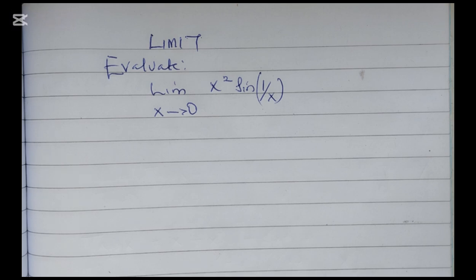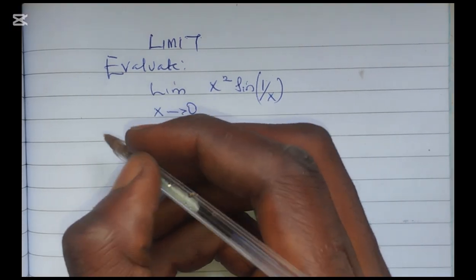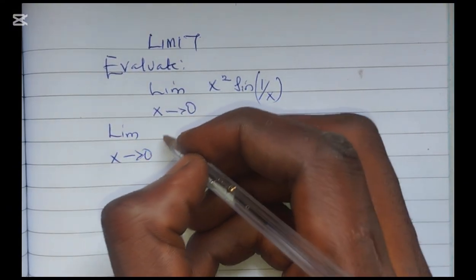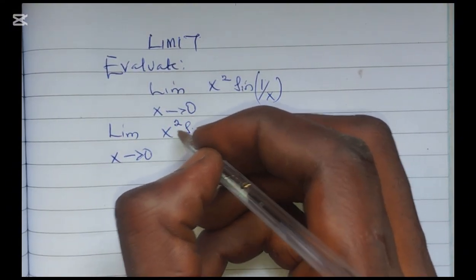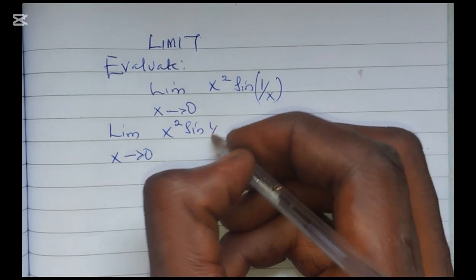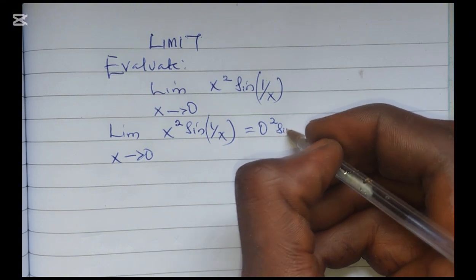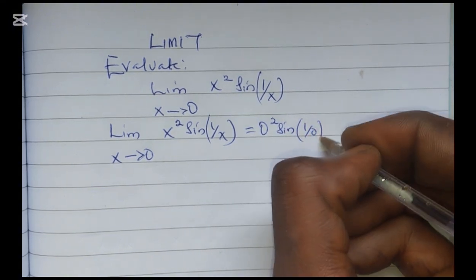Alright, in this lesson we shall be discussing limits, and we are limiting the function x squared sine 1 over x, as x tends to 0. So the first thing we do here is test our value x at 0 and see what it gives us. So we have the limit as x goes to 0 of x squared sine 1 all over x, which is equal to 0 squared sine 1 all over 0.